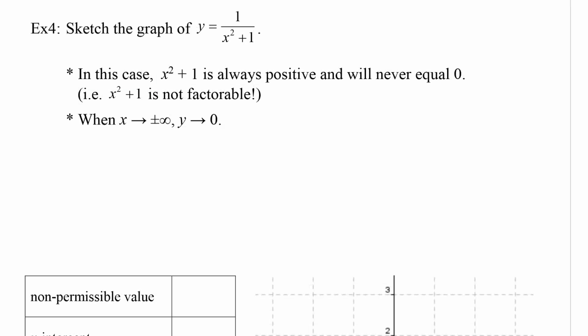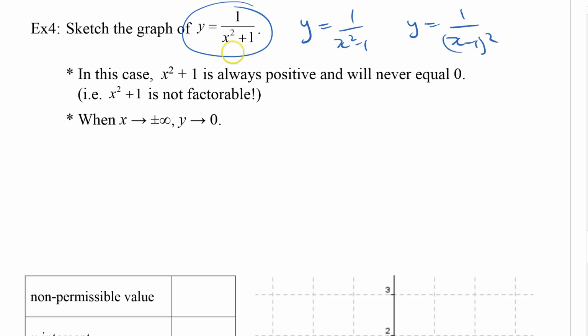Alright, now looking at our last example, and I know it has been a long video, so I'll try to make this kind of quick. This looks a little bit different than what we've seen before. This is not 1 over x squared minus 1, and it is not 1 over x minus 1 all squared, right? Because this is a variation of the first one that we got, and this is a little variation we've seen before.